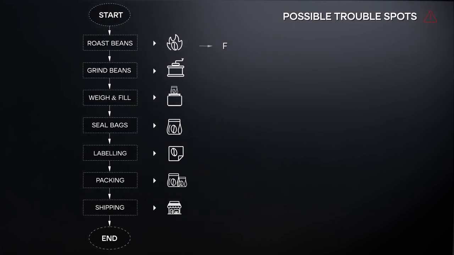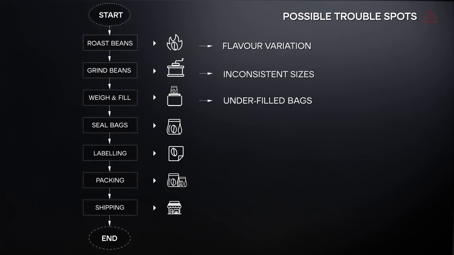These spots, or possible problems, could be that the roasting step might cause flavor variation. The grinder could produce inconsistent sizes. The filling step could lead to underfilled bags. The sealing machine could fail to close bags properly. Notice that the flowchart didn't solve the problems, but it gave us the roadmap for where to look.